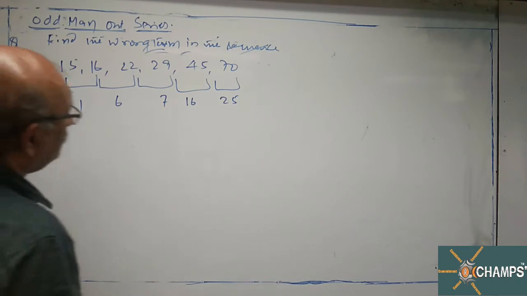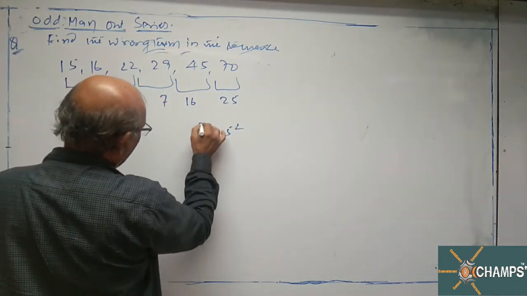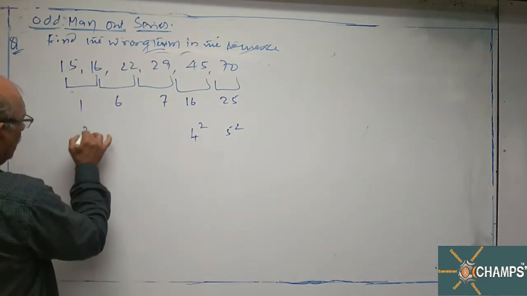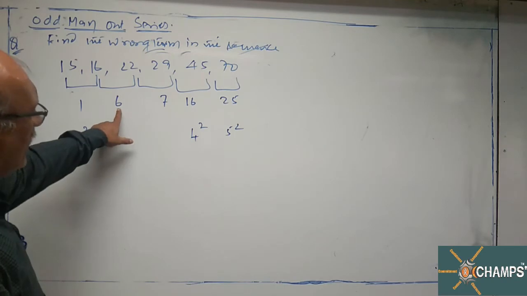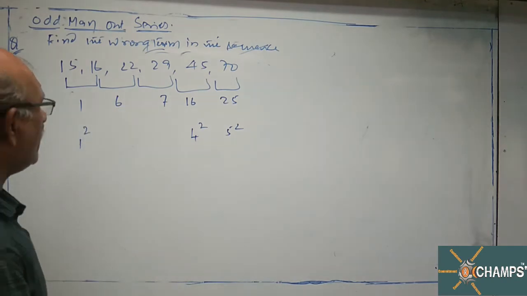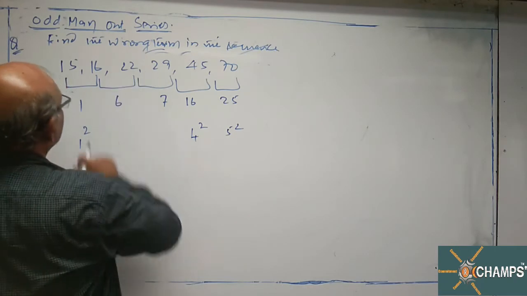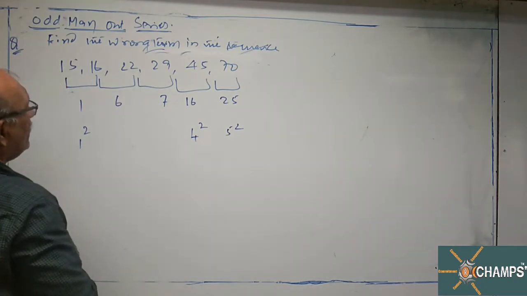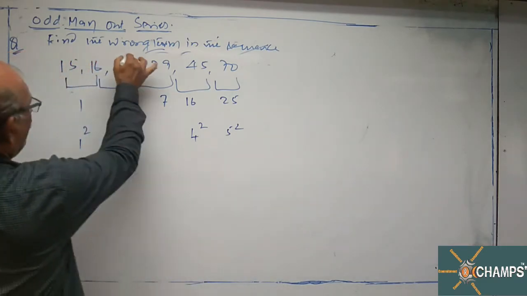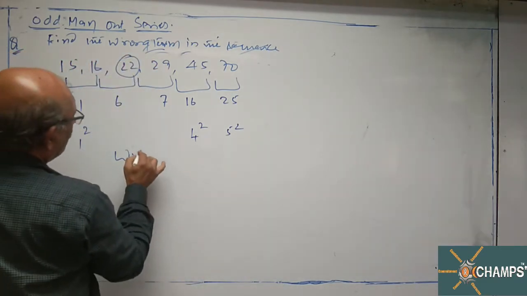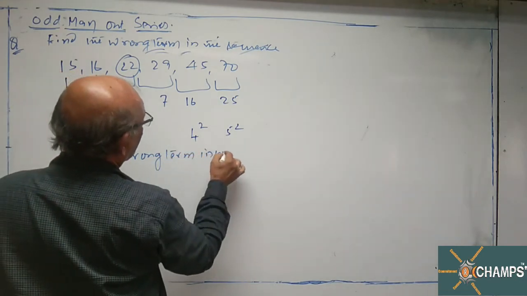Now look at this sir. This 25 can be written as 5 square, 16 can be written as 4 square, this 1 can be written as 1 square. But 6 cannot be written as 2 square, this cannot be written as 3 square. So the given set of numbers are not following after 16. So this will be the wrong term in the given sequence.